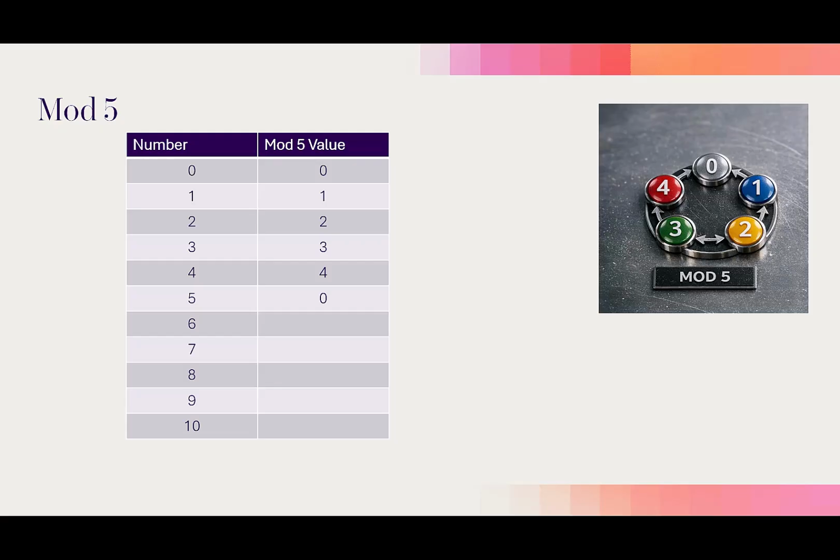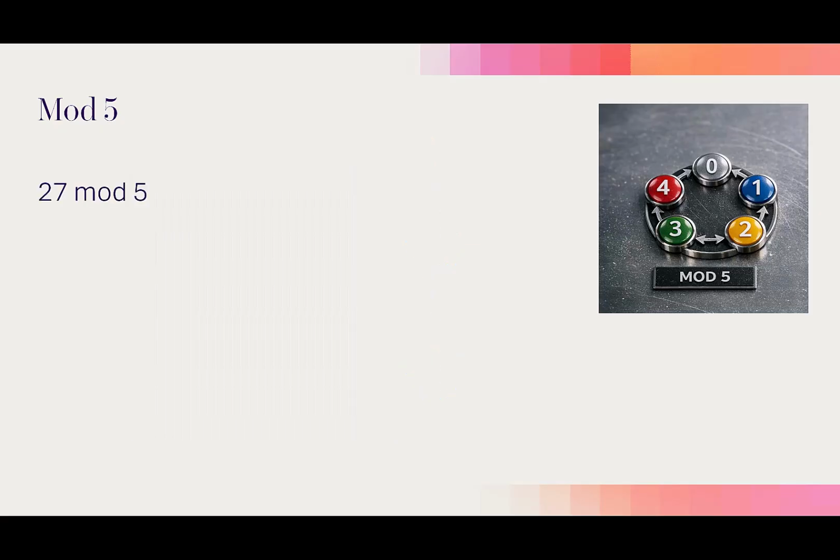Going to 6 mod 5, I get 1. 7 mod 5 is 2, 8 is 3, 9 mod 5 is 4, and 10 mod 5 is 0 again. So we continue to go through the numbers, 0, 1, 2, 3, 4, then we start over. But in general, instead of having a list of the mods in order and looking at the cycles, we go back to looking at the remainder. Let's look at 27 mod 5.